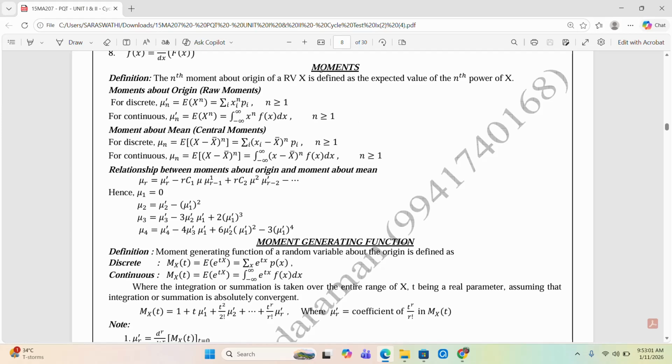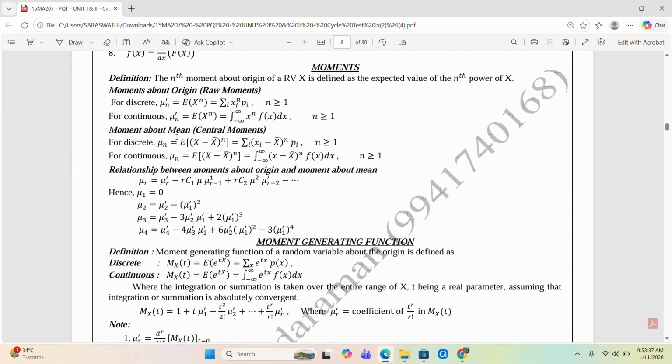So we have today's class: moments. Definition: the nth moment about origin of a random variable x is defined as the expected value of the nth power of x. The moment about origin, raw moments. For discrete, mu n dash is equal to E of x power n, which is the summation over i of xi power n into p of xi, where n is greater than or equal to 1. For continuous, mu n dash, E of x power n, is equal to the integral from minus infinity to plus infinity of x power n into f of x into dx, for n greater than or equal to 1.